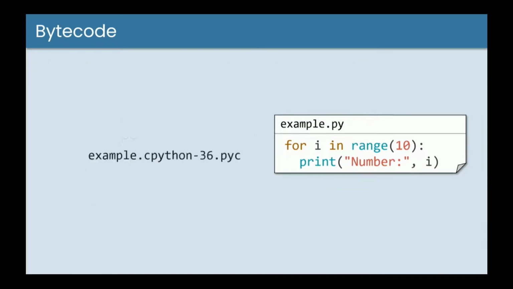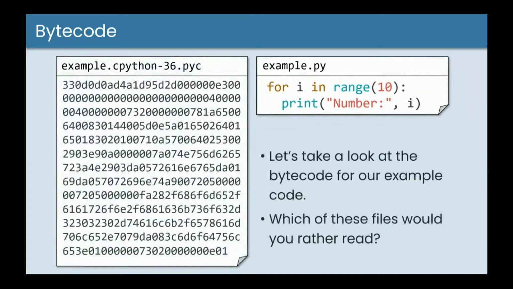Let's have a closer look at that now. This is a hexadecimal representation of the bytecode within that file. I don't know about you, but I'd much rather work with the source code on the right than the representation on the left. I cannot read that. Don't think any human would want to, to be honest. Let's go through that structure anyway so we can see how it works.